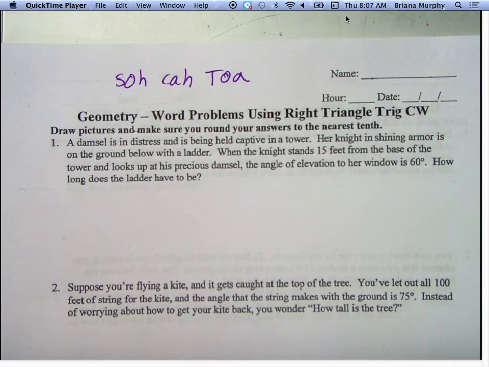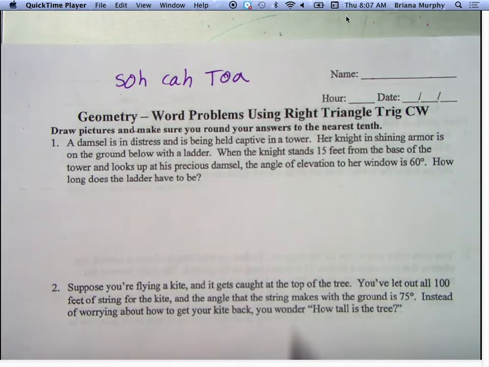A damsel in distress is being held as a captive in a tower. Her knight in shining armor is on the ground below with a ladder. When the knight stands 15 feet from the base of the tower and looks up at his precious damsel, the angle of elevation to her window is 60 degrees. How long does the ladder have to be?